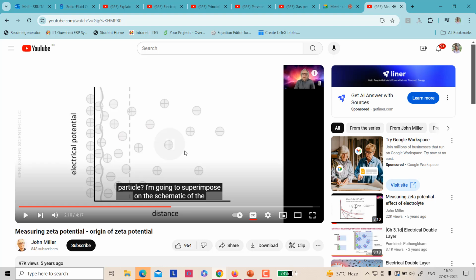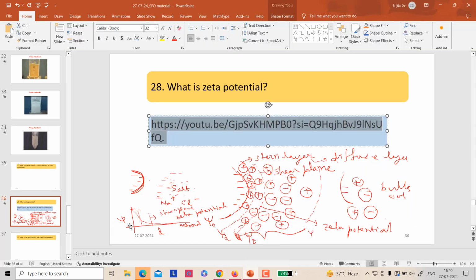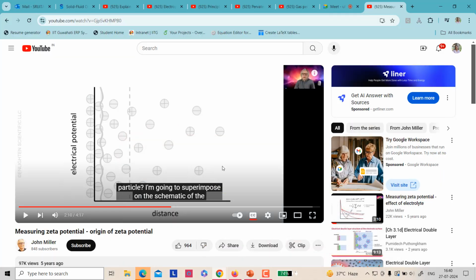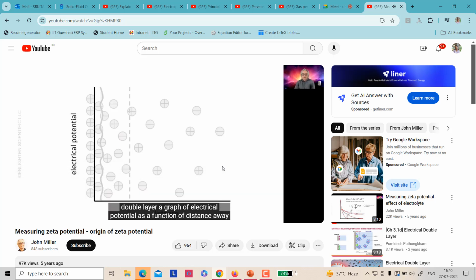So now I have shown here the distribution of the potential. It will be clearly shown in this video how the electric schematic is superimposed, and how the potential of the double layer changes along with the graph of electrical potential as a function of distance away from the particle surface.